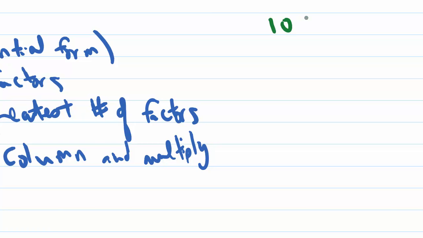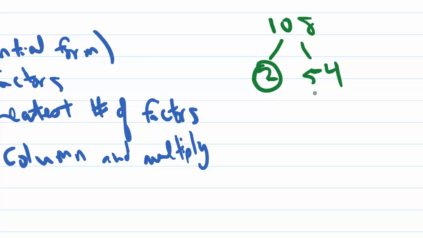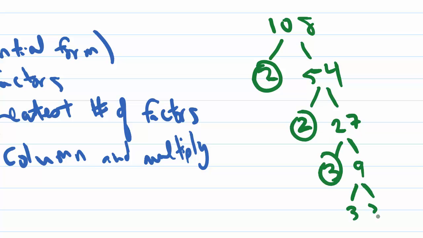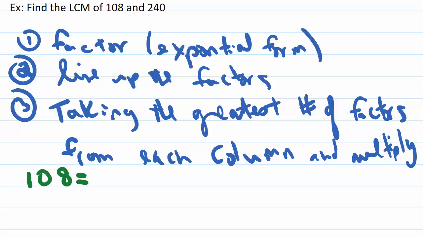So off to the side, I did 108 equals 2 times 54. And 2 is prime. 54 is 2 times 27. 2 is prime. 27 is 3 times 9. 9 is 3 times 3. So my prime factorization of 108 is 2 times 2, so 2 factors of 2, times 3 times 3 times 3, which are 3 factors of 3. So 108 is 2 factors of 2 times 3 factors of 3.